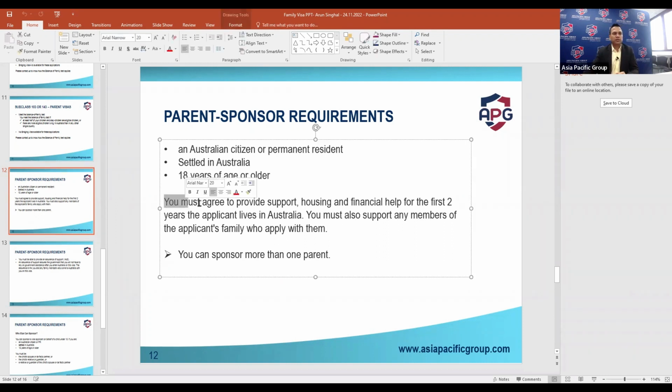Okay. So the sponsor must agree to provide financial help for the applicant for the first 2 years, and for any other family members who are coming with the parents.